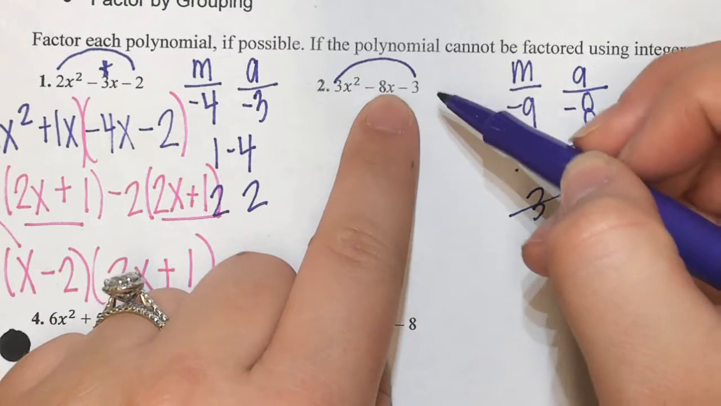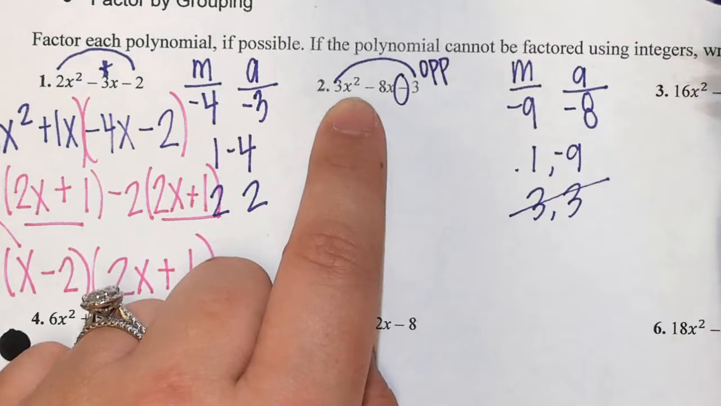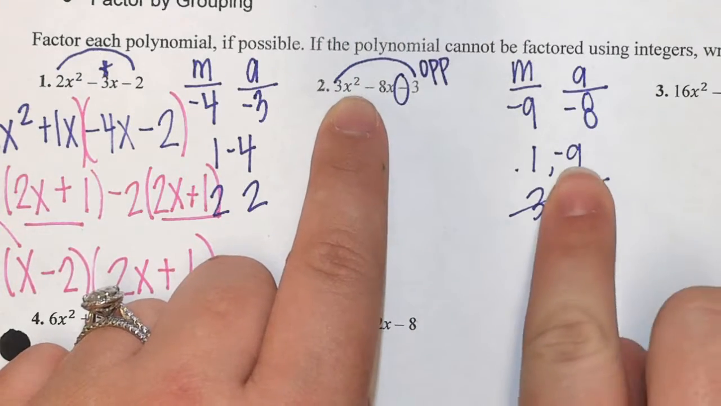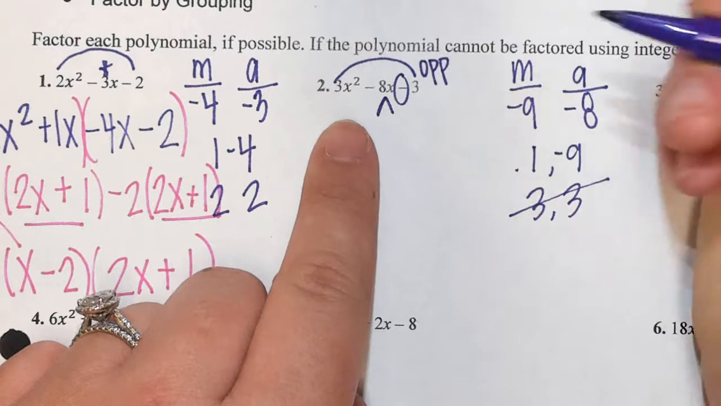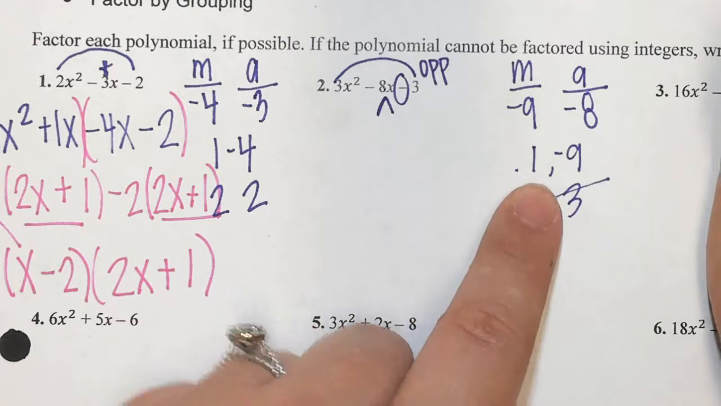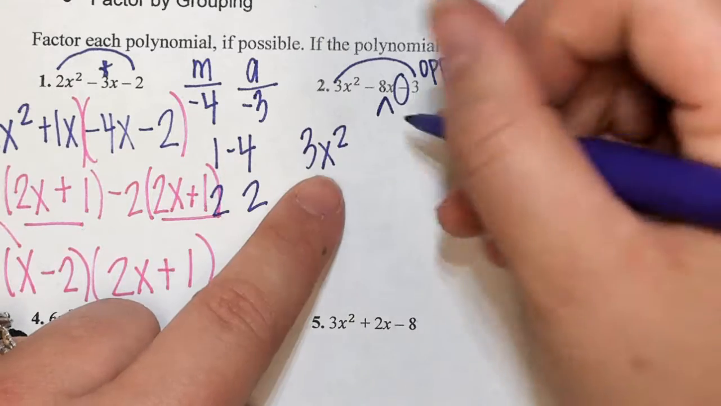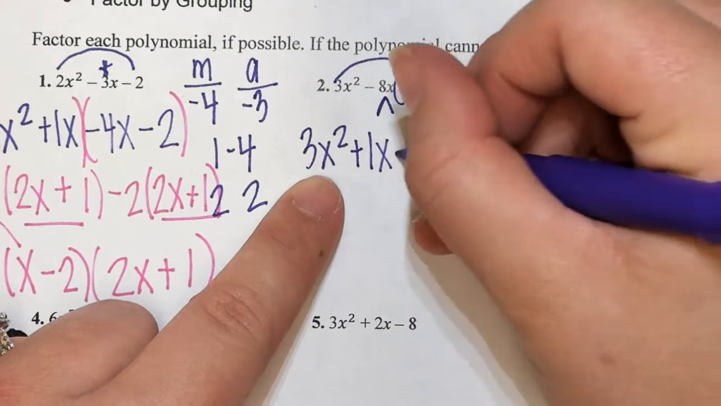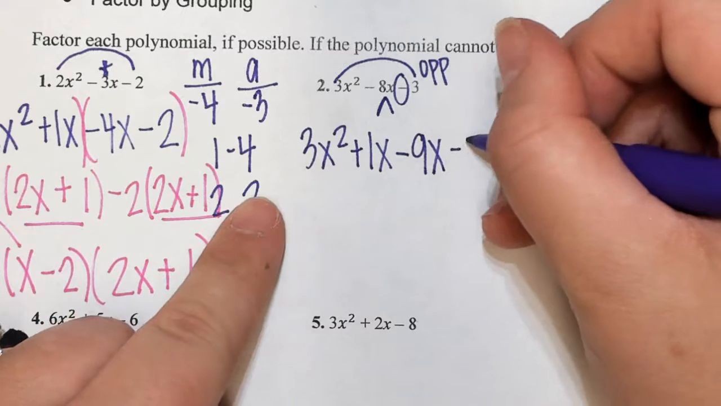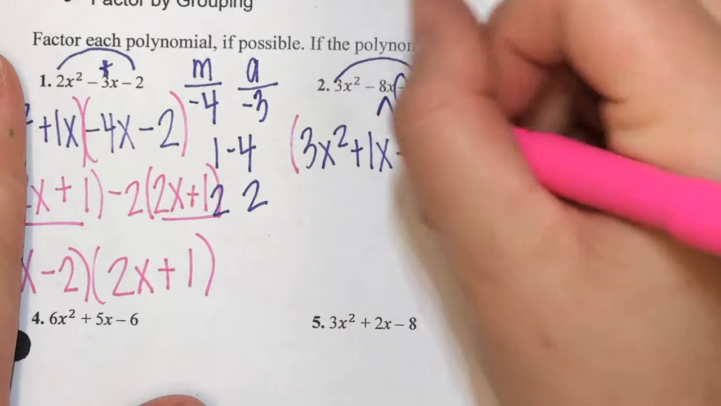So use the train, people. The back sign tells you that they are opposite, but the front one tells you that the negative is the biggest number. So now we're breaking this -8 up into 2 pieces. No longer is it -8, now it is 1 and -9. So rewrite: 3x squared plus 1x minus 9x minus 3. How many terms? 4. So we're using grouping.